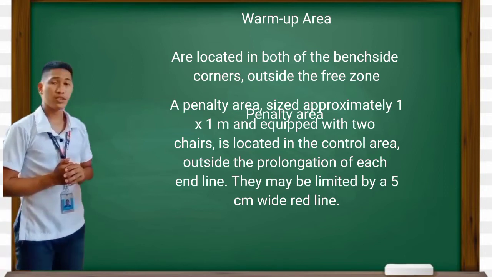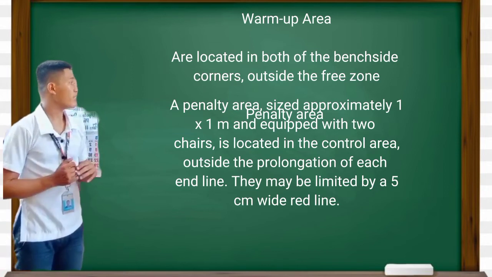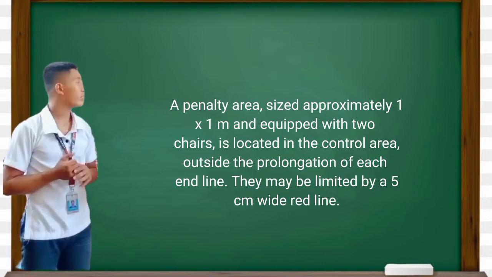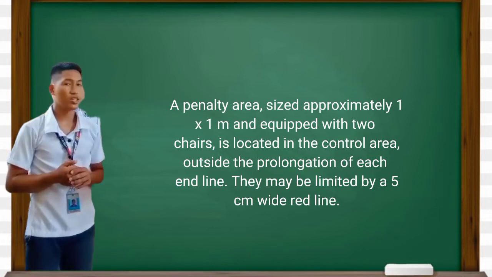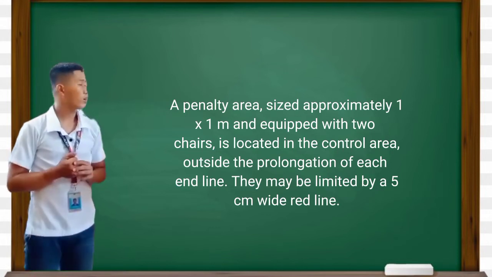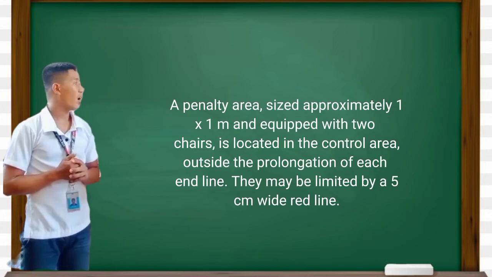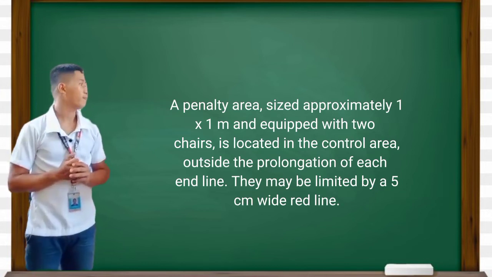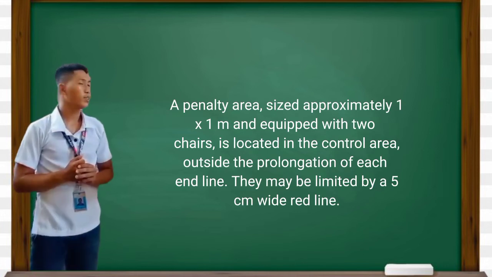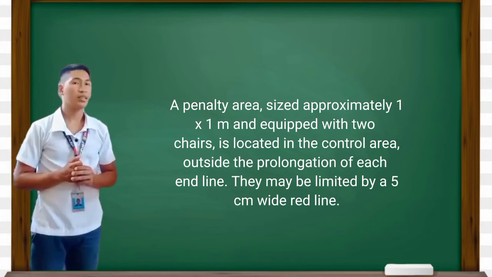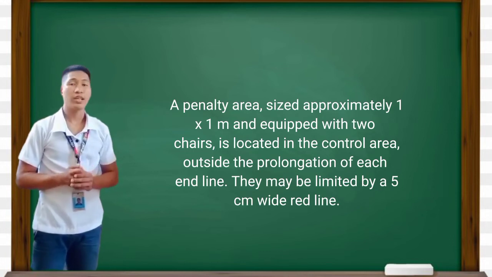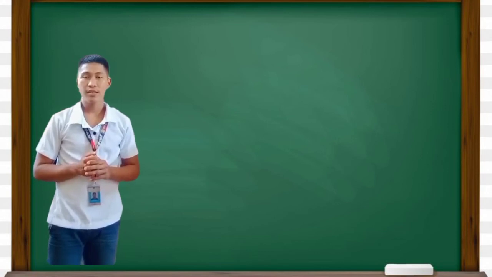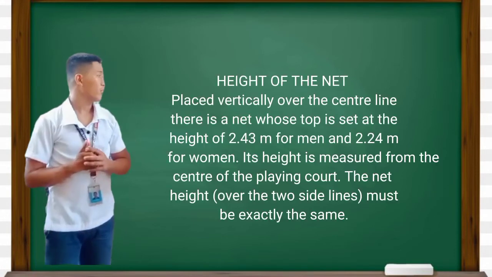Next is the penalty area. Penalty area size is approximately 1 by 1 meter and equipped with 2 chairs. It is located in the control area outside the prolongation of each end line. They are limited by a 5 centimeter wide red line. Do you hear me, class? Okay. Next is the height of the net.